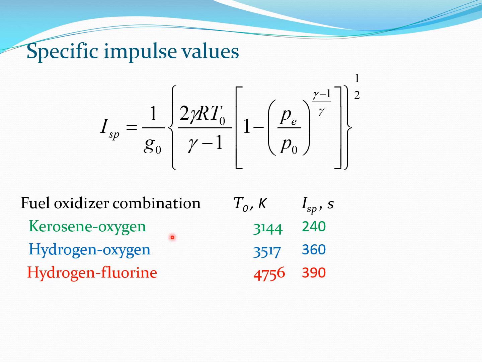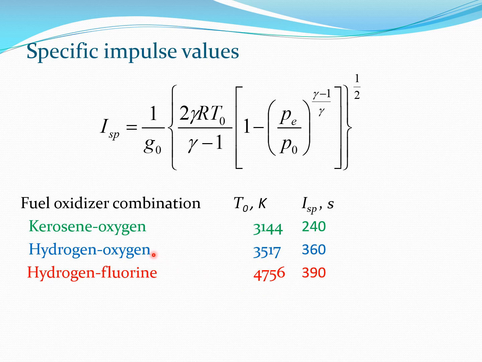Now, there are some specific combinations which you can use which are quite popular. For example, the most popular combinations are the first two of these, that is the kerosene oxygen combine that has an ISP of 240 seconds, then the hydrogen oxygen combine that has an ISP of 360 seconds, and also there is the hydrogen fluorine combine, but this is a somewhat volatile combine because fluorine tends to be very poisonous. It's also very corrosive, hard to store and so on. But this does have a very high specific impulse of 390.